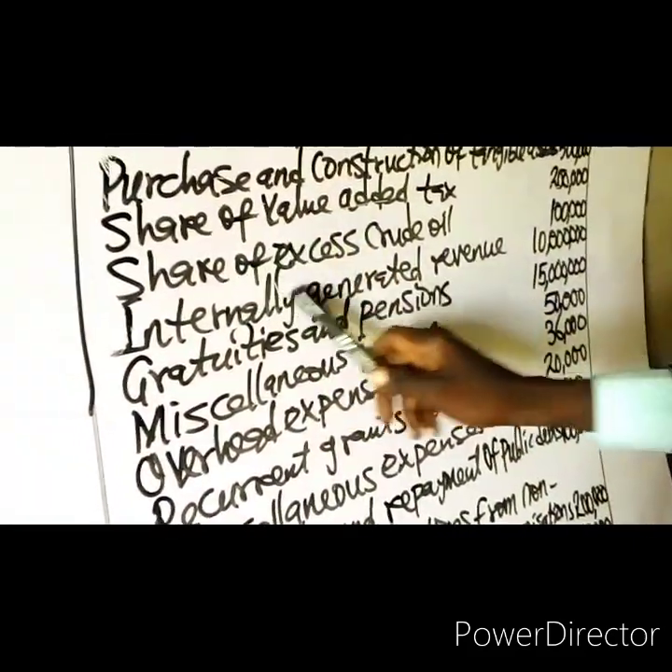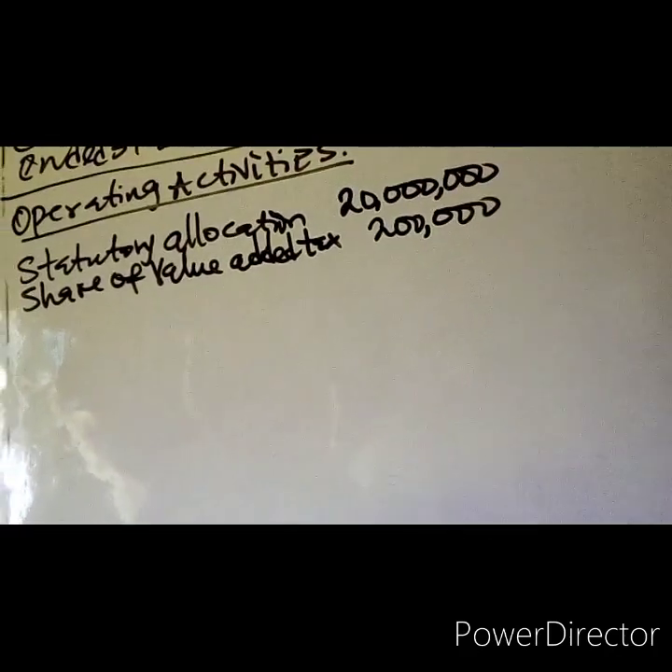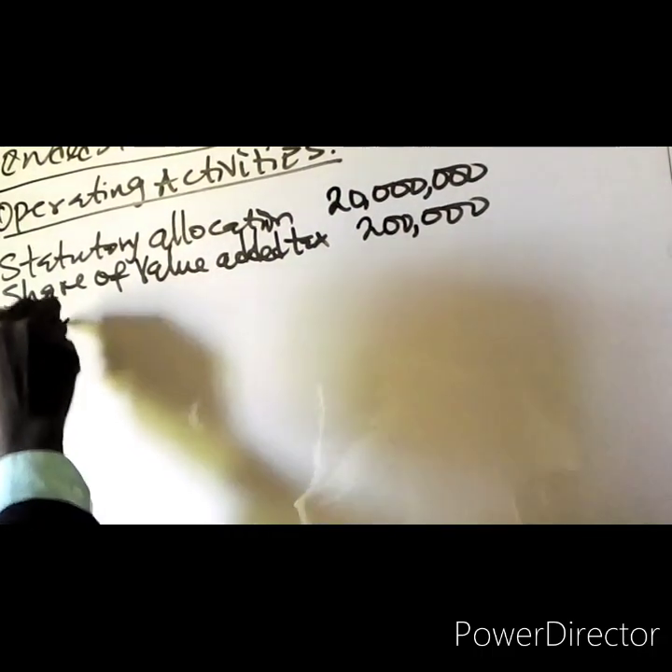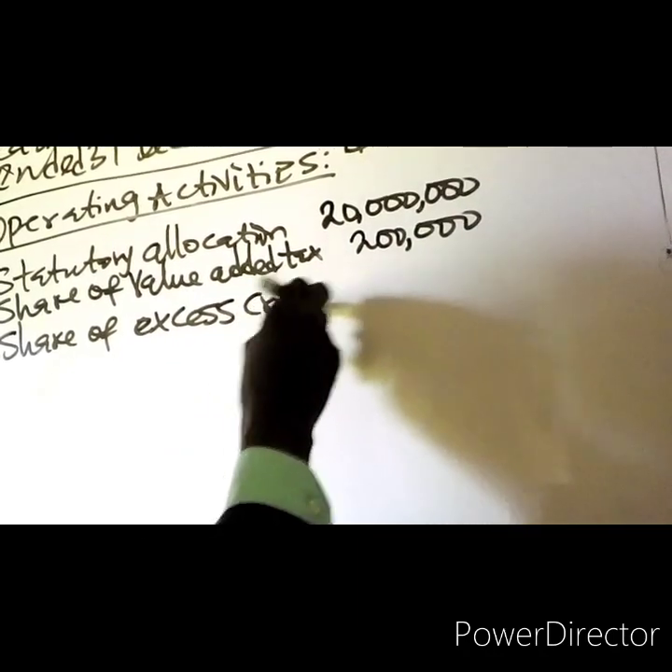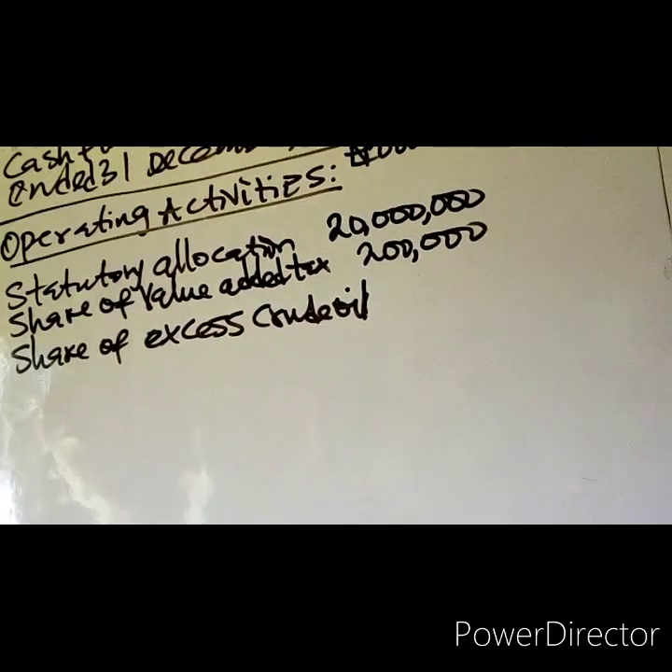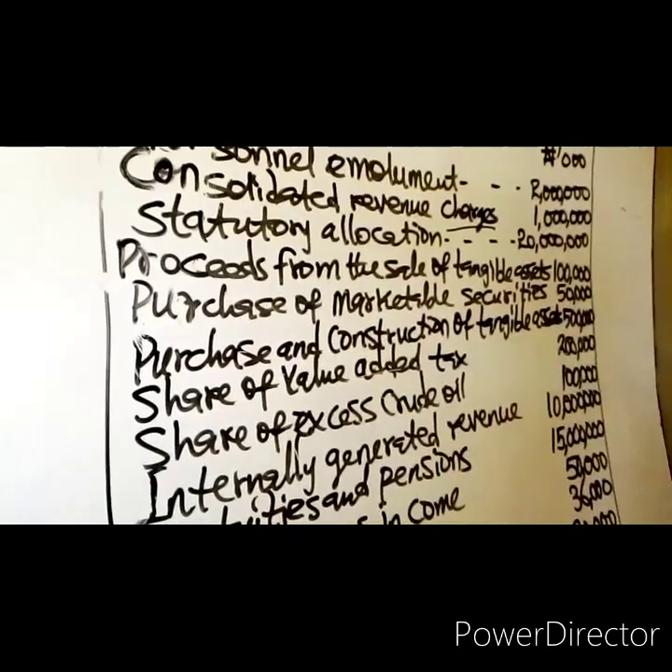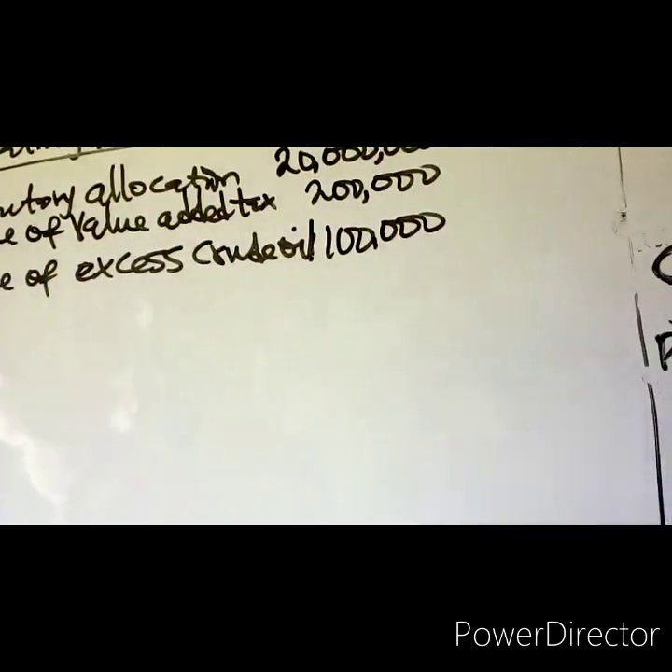Then you have share of excess crude oil. That is also a revenue to government. So it's an operating activity. Share of excess crude oil, and that is 100,000. So it's revenue.